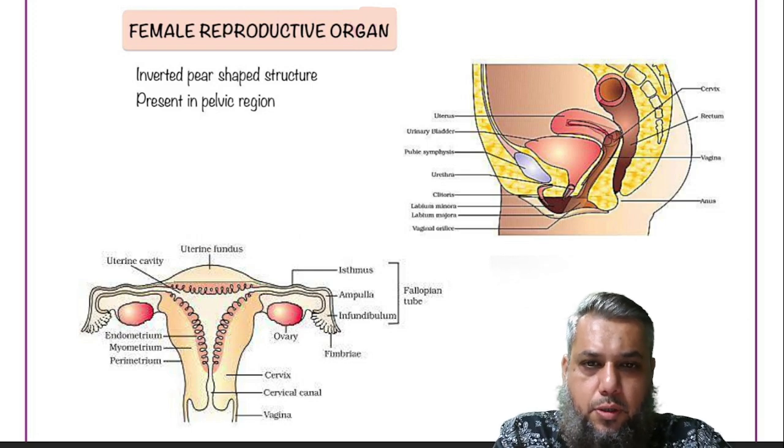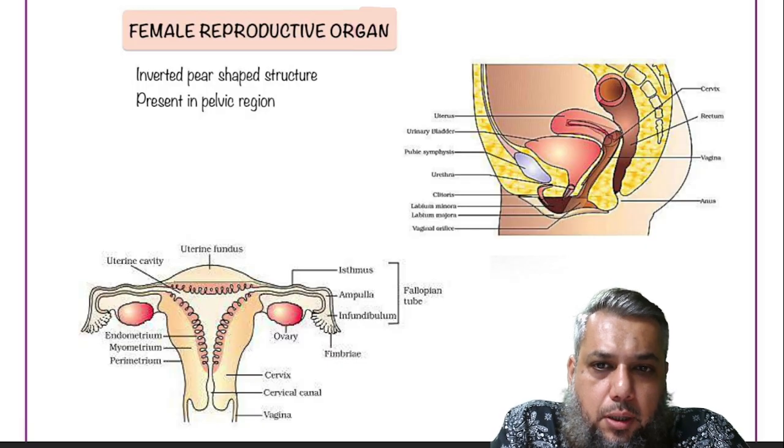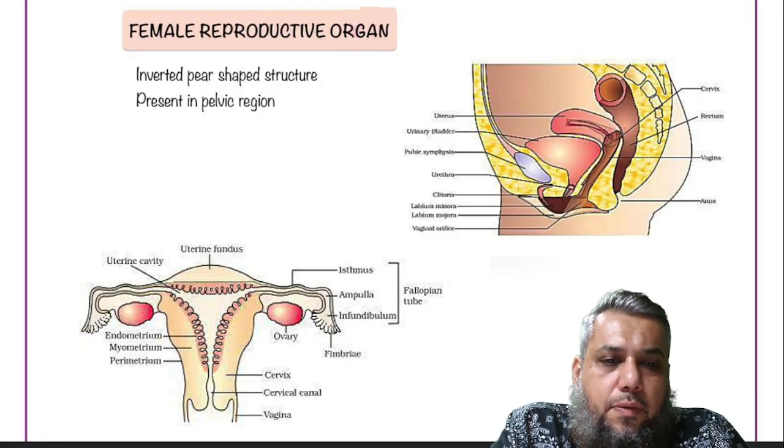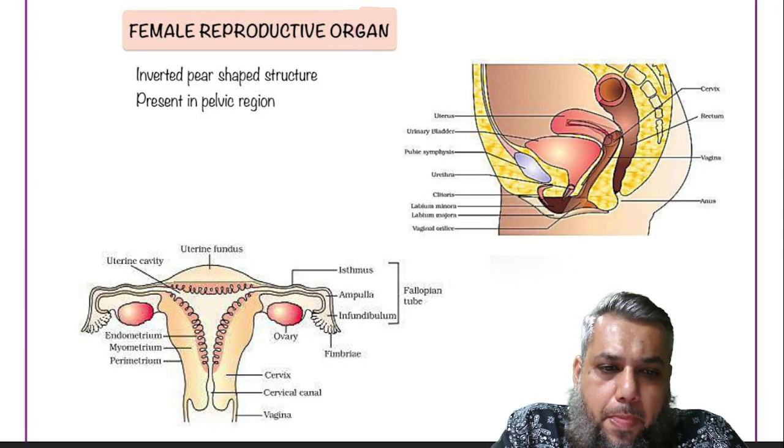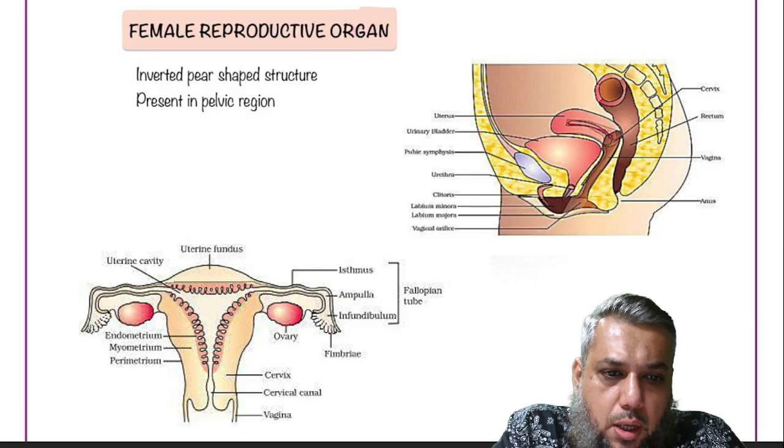After the male reproductive system, let us discuss the female reproductive system. So we can classify the female reproductive system into gonads that will include a pair of ovaries, the external genitalia that will include the vulva and the mammary glands, and the internal genitalia which will include the uterus, the fallopian tubes, and the vagina. The uterus, which is called the womb of the mother, is an inverted pear-shaped structure which is present in the pelvic cavity.